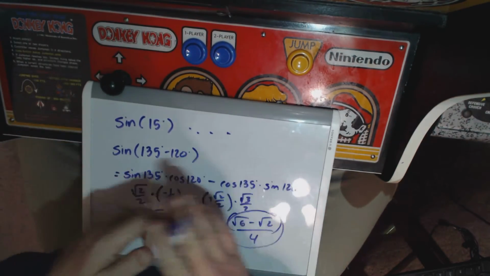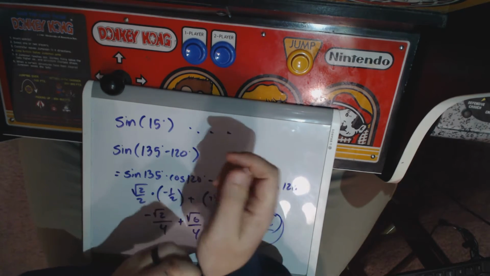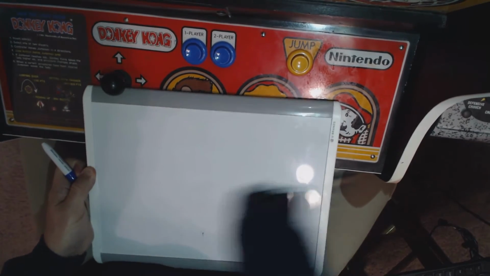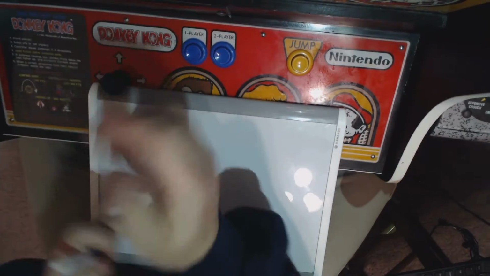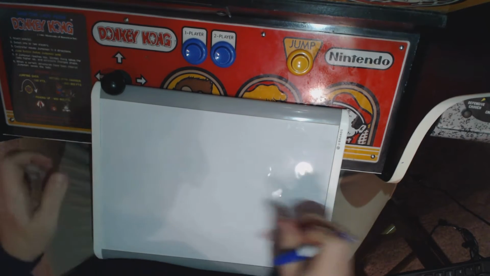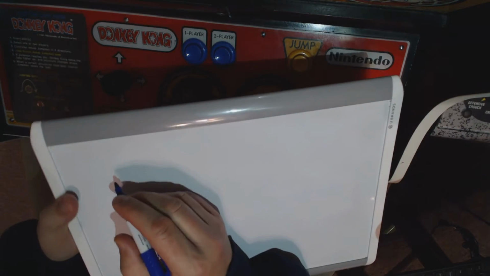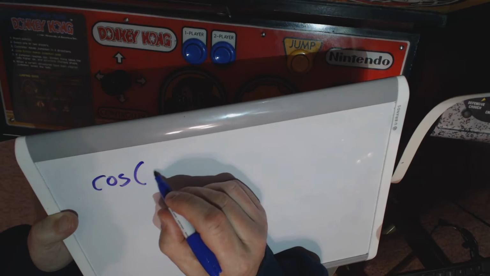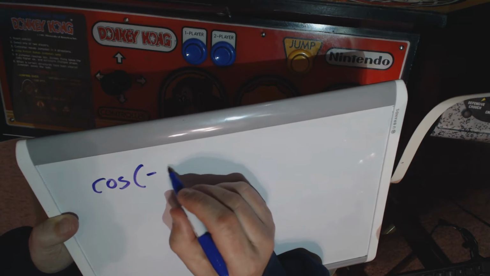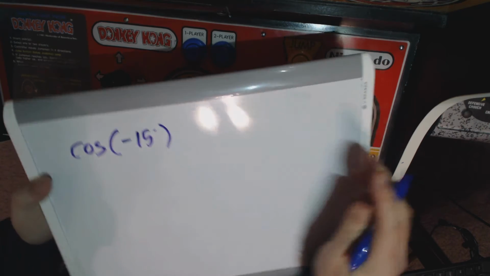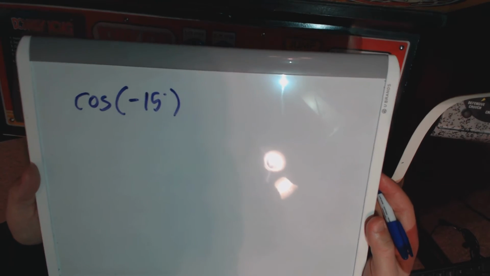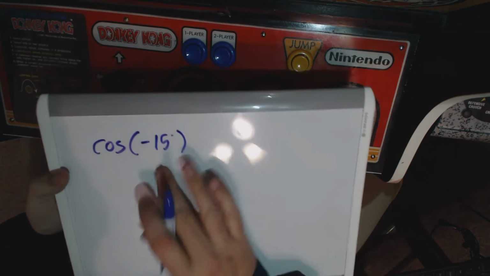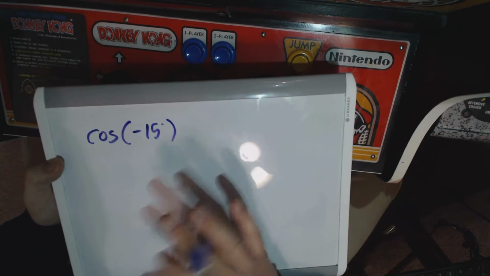So let's look at another one real quick. Let's say the cosine of negative 15 degrees, something like that. Cosine negative 15. Okay. Well, how would I get a negative 15? What would I need to add or subtract to get a negative 15?